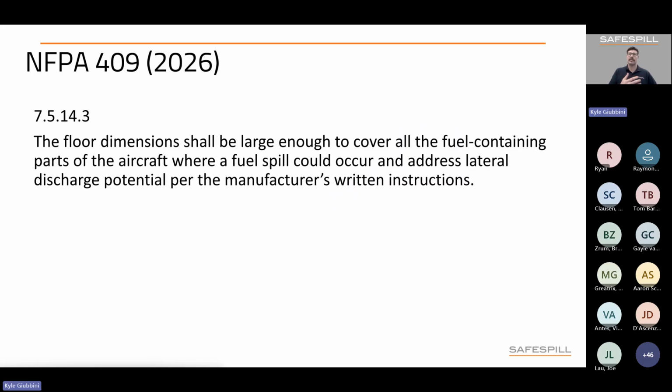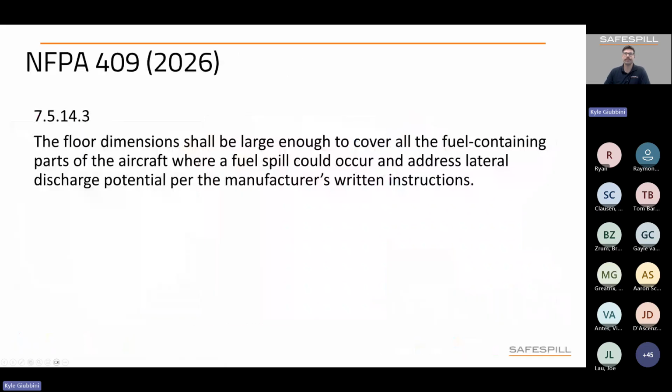At this time, Safespill is the only manufacturer, but we didn't want to specifically set out guidance based off of Safespill's design, as other manufacturers may have different spill radiuses that their systems can accommodate. And also, not pigeonholing it to a single aircraft type, because various aircraft might have different spill radiuses. So what does that manufacturer's written instructions look like?